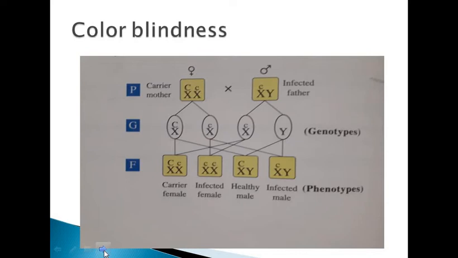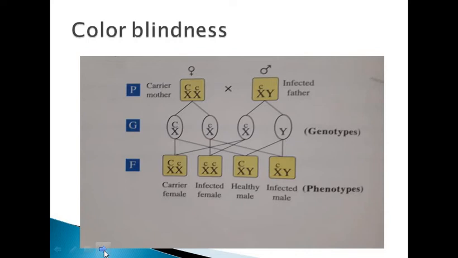Here, crossing occurs between a female carrier, that means she is hybrid, where one X chromosome carries the normal gene, which is C capital, and the other carries the affected gene, which is C small. This crossing occurs with an infected male. I mean that he carries the gene of color blindness, which is the recessive one carried on the X chromosome. So his genotype will be X^C small Y.